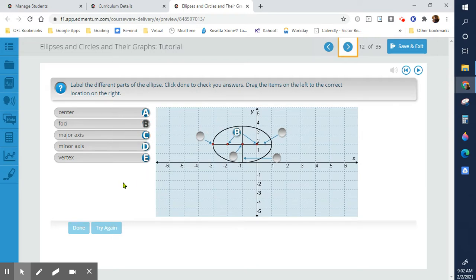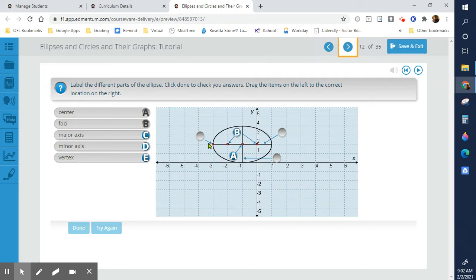Where's my check mark? Oh, I guess I don't get the check mark until I click done. This little dot right here is the center. The center is going to be where we find the major axes and the minor axes crossing each other. So I'm going to call that the center.